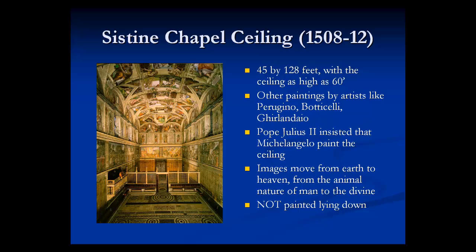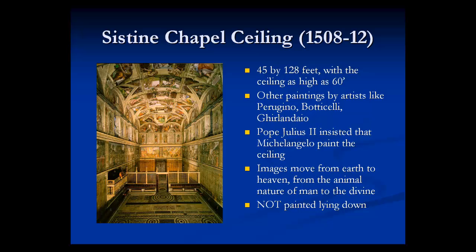They move from Noah's drunkenness, all the way to the creation. And so what happens is they move from chaos to order, which is a typical Renaissance movement. Now, there's a great book about this called Michelangelo and the Pope's Ceiling by Ross King, and it's very readable. And he dispels a lot of myths about the Sistine Chapel ceiling.